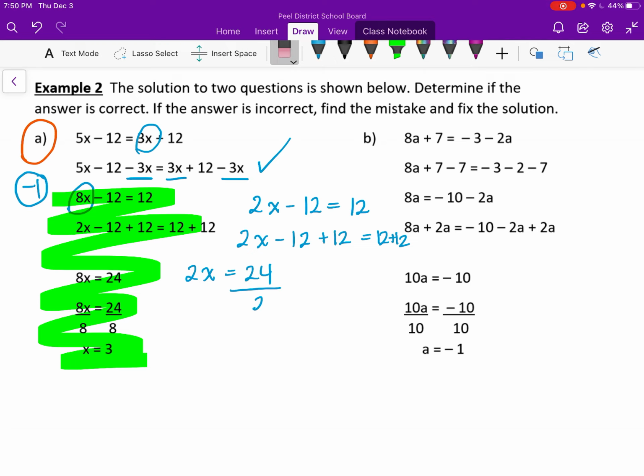And what you're going to do is you're going to get rid of this 2 over here. So it'll be 2 divided by 2. 24 divided by 2. X is equal to 12.